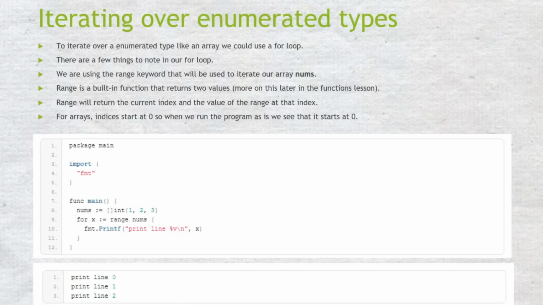We're using again the package main. We're importing our format package to print stuff out. And in our main function, we have a variable called nums that we're setting to an array of integers, and we're hard coding those to 1, 2, and 3. Now our for loop. For our for loop, we assign the variable x to equal the range of nums. So it's going to go through each one of those nums, and we're going to print out the line where it prints out the value. And as we see the output when we run it, it says print line 0, 1, and 2. This is because by default it's going to return the index, not the value of the variables. If we want to see the value, we'll look at the next slide.